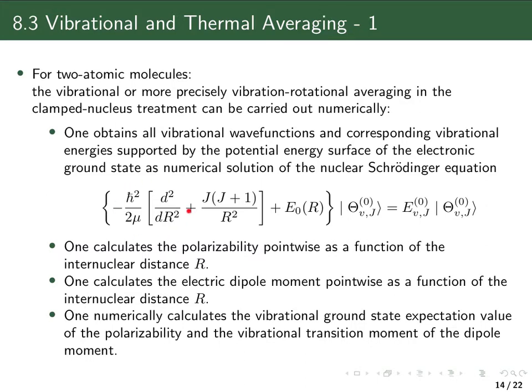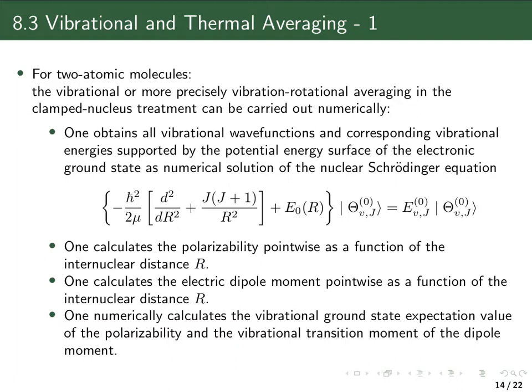So here we have the kinetic energy part with the second derivative with respect to this one variable, which is the internuclear distance. This part comes from rotation, so we also include rotation. And then we have the potential energy, which is now not a surface, but a potential energy radial function. And there are several programs around which can solve this equation numerically. So one obtains the vibrational wave function pointwise as a solution, and one can obtain the energies for different vibrational rotational states.